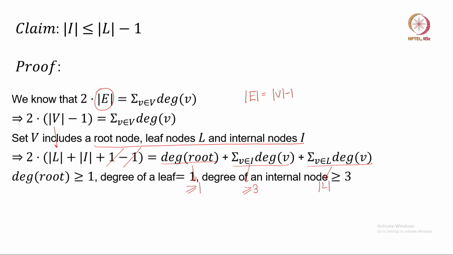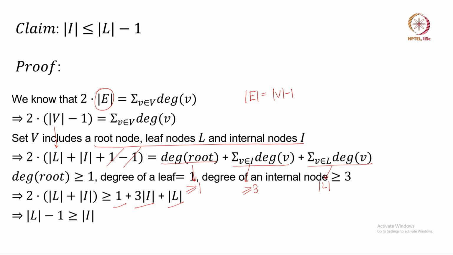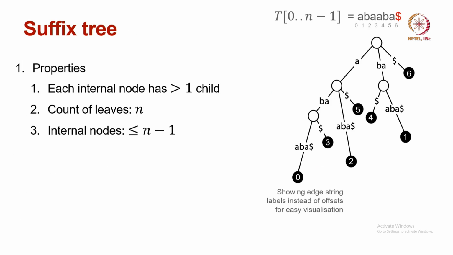If I plug these inequalities in my equation, what I get is the left hand side 2 times L plus I is greater than or equal to 1 plus 3 times I plus L. And if I simply resolve this inequality, what you get is what we wanted to prove, that is the number of internal nodes cannot exceed the number of leaf nodes minus 1. So, this was a straightforward proof that the number of internal nodes in the suffix tree cannot exceed n minus 1.